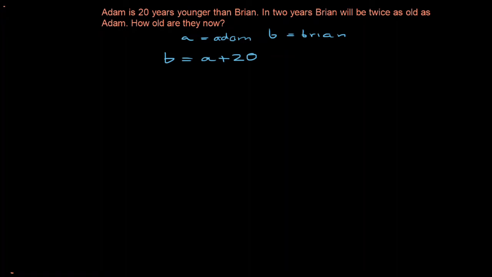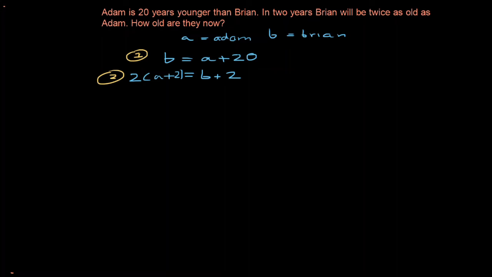In 2 years, Brian will be twice as old as Adam. It means B plus 2 is equal to twice as old as Adam plus 2, so B plus 2 equals 2 times A plus 2. So pretty straightforward. Let's label these as equation 1 and equation 2.